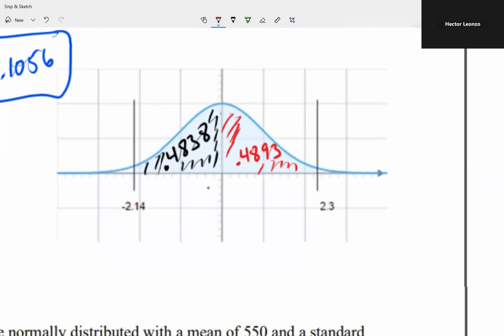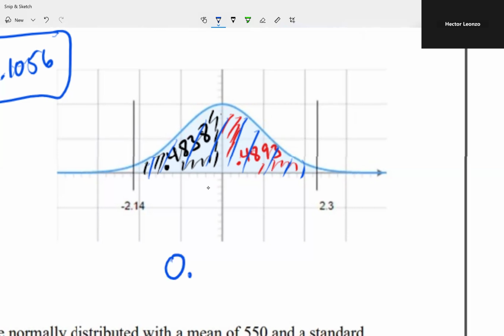So in my case, what would I do to find the blue? Look, this is the blue. You might think, well, just add those two numbers, right? 0.4838 plus 0.4893. Yes, I'm going to add those two numbers and it's going to give me 0.9731. That's it.